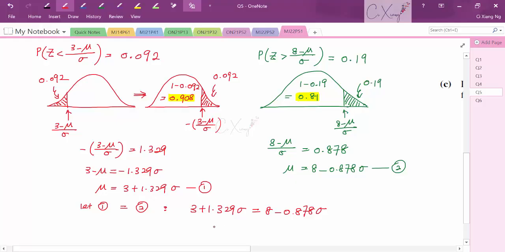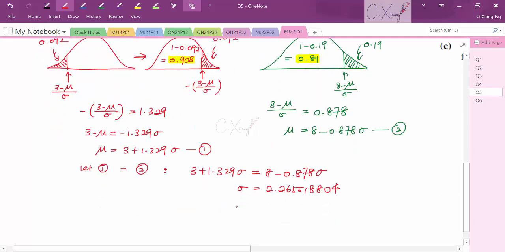Then for the sigma value that I get after I rearrange everything, I will get 2.2655188804. And of course, I will change it to 3 significant figures, where sigma equals 2.27. Substitute the value into either equation number 1 or equation number 2 to get the mu. And from here, the mu that I get will be 6.01, correct to 3 significant figures.